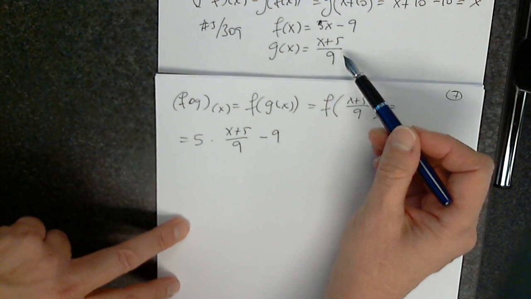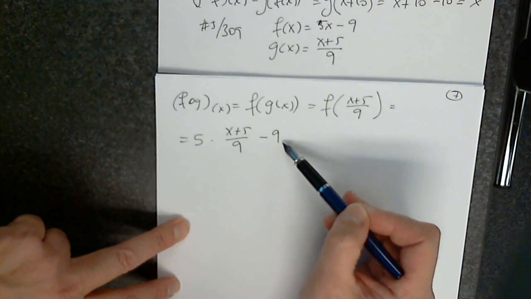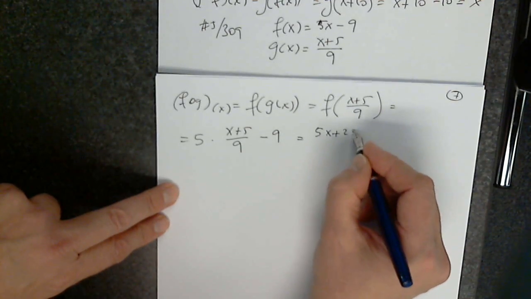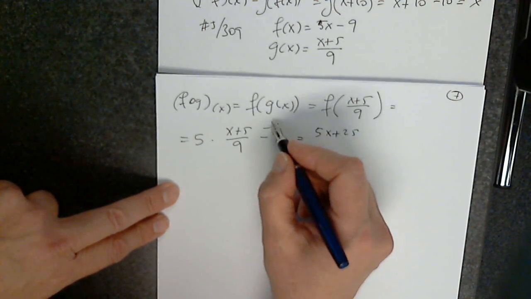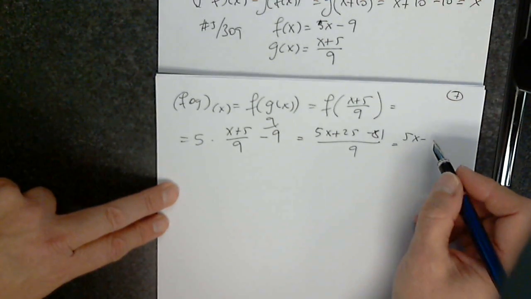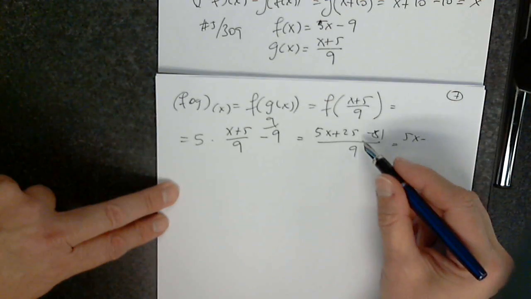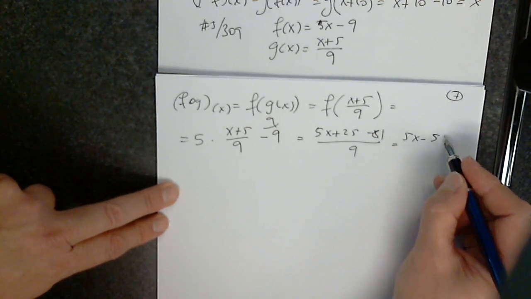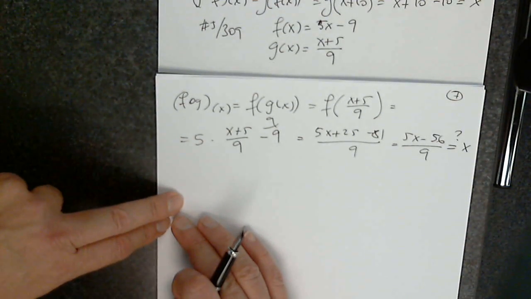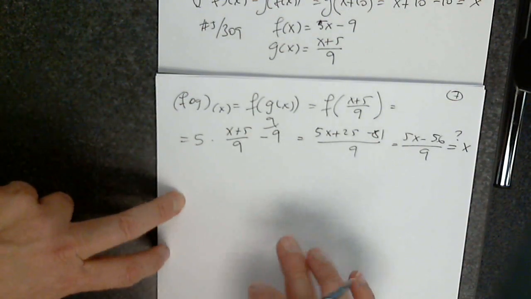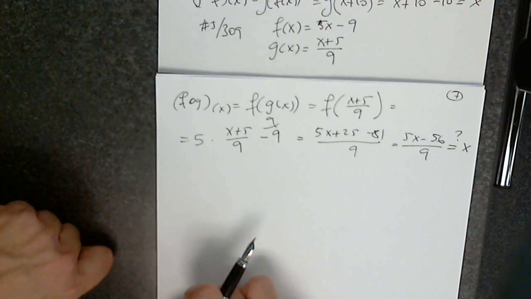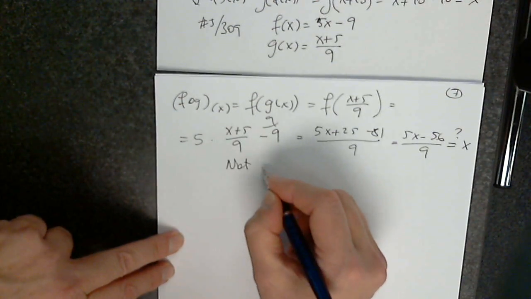So f of this is 5 times this minus 9. Whatever I do, it's 5x plus 25. I multiply this by 9, minus 81, divided by 9. I get 5x minus, what is this, 56 divided by 9. Does this equal x? What do I conclude? I don't have to find the other one. I don't care what even the other one could be. It's not. Not inverses.